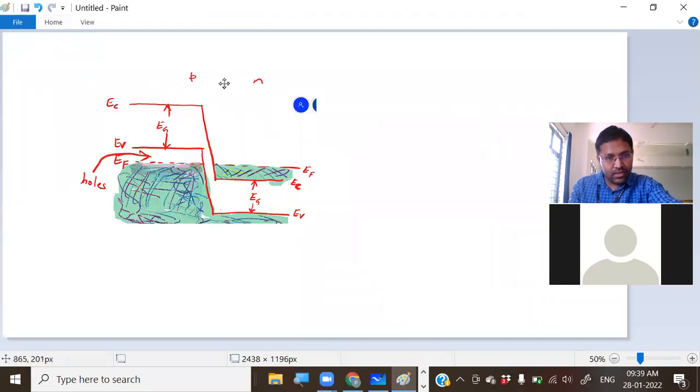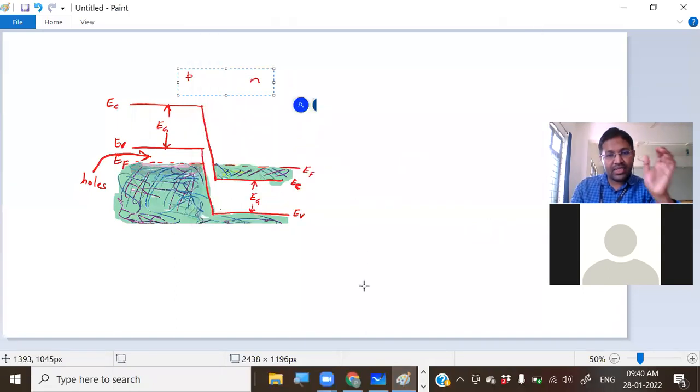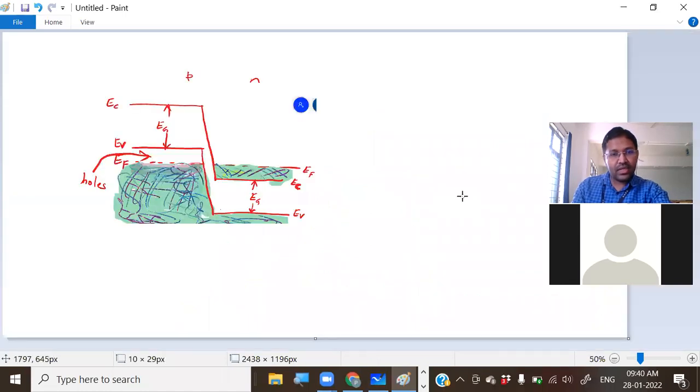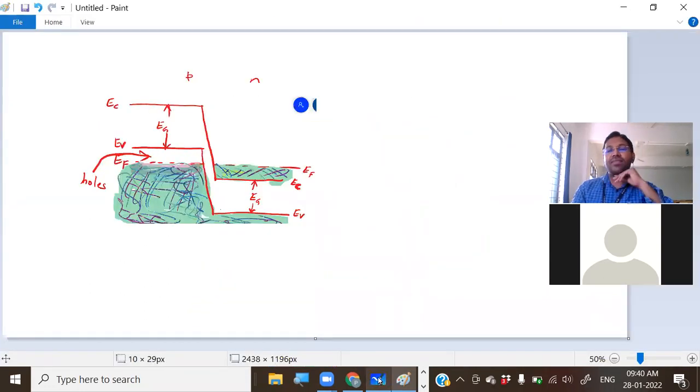So this is the PN junction under no bias condition. Now what we are discussing is how this diagram modifies for the case of reverse bias condition. That is what we will be discussing next. Under reverse bias condition, N side we are connecting positive and P side we are connecting negative.